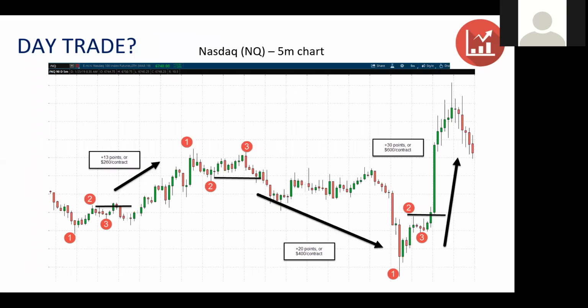Day traders. This is a 5-minute chart of the mini NASDAQ. I get asked all the time, does it work on an intraday chart? Of course it does. So here's a 5-minute chart of the NASDAQ. Here we have a 1, 2, 3. Market breaks above the number 2, comes back down, hooks back up, reaches our 13-point profit objective.